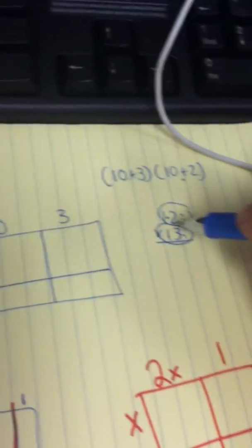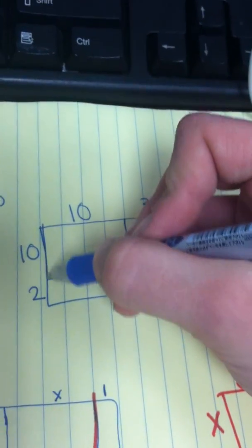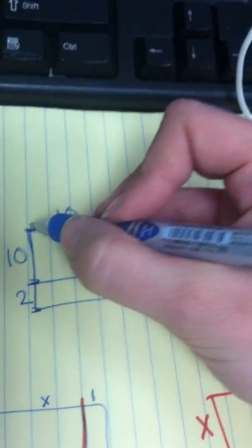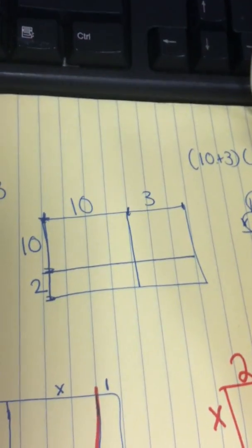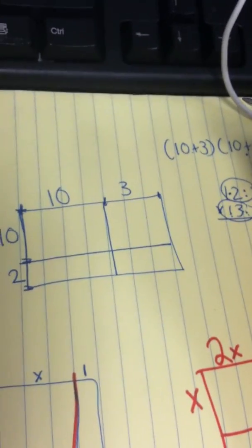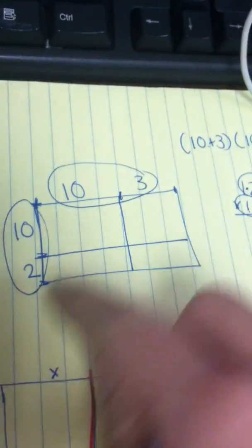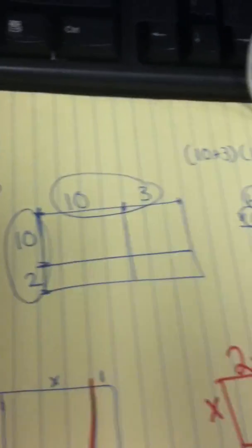If we transfer this to a model, we can look at the same math right here. We've got a length of 12 that is broken into a length of 10 plus a length of 2. Then we have another length of 10 plus a length of 3. If we want to find the area of that, that's like the product of it. So think of this: these are the factors. 12 and 13 are the factors of whatever this is here.